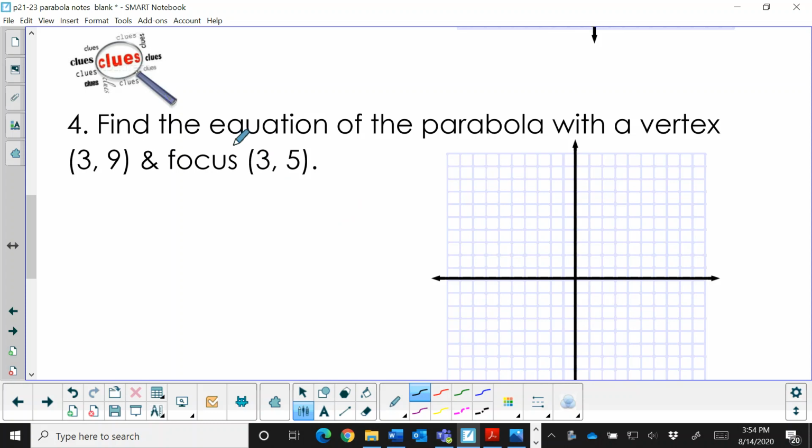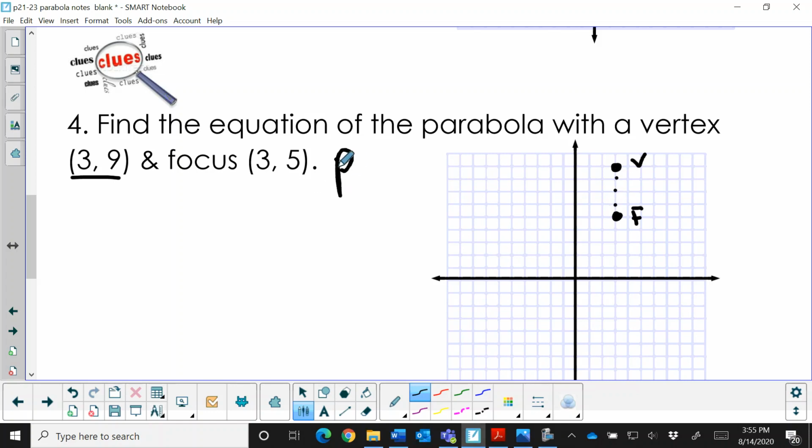Now we're going to look at finding the equation of a parabola with a vertex and a focus given. I call these clue problems because you're given information and not the equation. The first thing you want to do is graph. So I'm going to graph my vertex. My vertex is at 3, 9. My focus is at 3, 1, 2, 3, 4, 5. Let's call this F for focus and V for vertex so I don't get confused. What this information gives me is the distance from the vertex to the focus, which is 4 units.